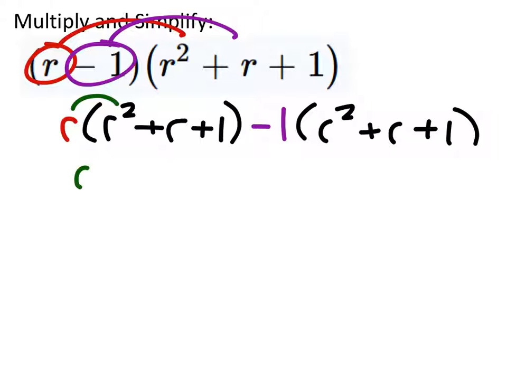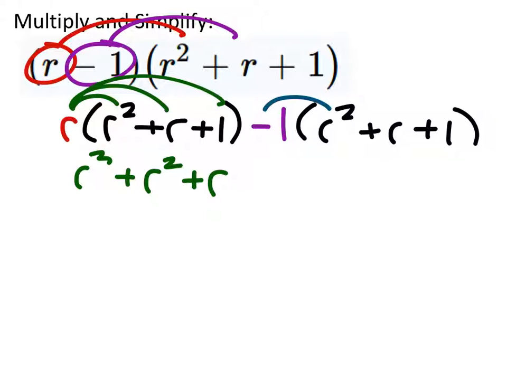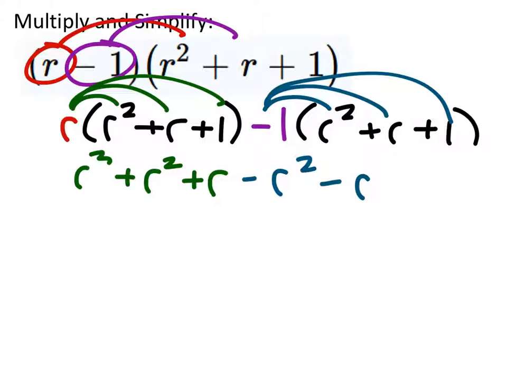R times r squared is r cubed. R times r is r squared. And then r times 1 is r. And then negative 1 times r squared is negative r squared. Negative 1 times r is negative r. And negative 1 times 1 is negative 1.